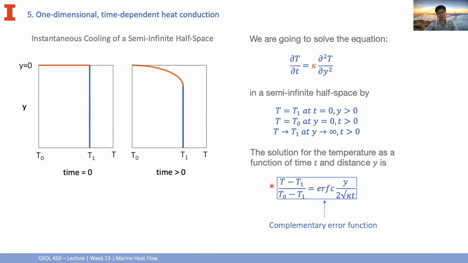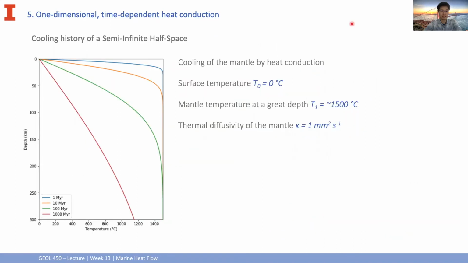And we can see the normalized temperature, by T1 and T0, is a function of depth. So in detail, it's an error function, and in it, it's y divided by 2 multiplied by the square root of kappa times t. So this complementary error function can be calculated by computer. So with those equations, we can calculate the cooling history of the mantle. Assume at the top of the mantle we have a temperature which is 0 degrees, and in the very deep mantle, it has a temperature of about 1500 degrees C. And the thermal diffusivity of the mantle is about 1 square millimeter per second.